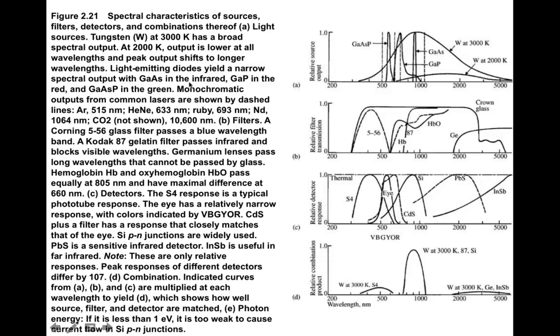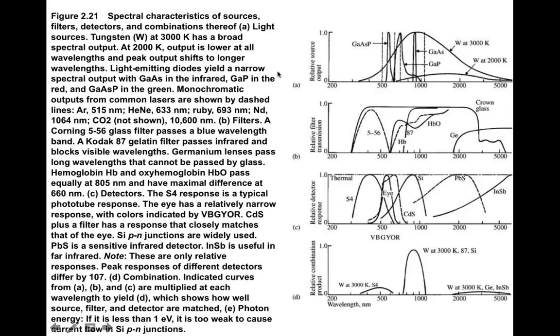Over the wavelength here, you get a fairly narrow emission. And as indicated here, gallium arsenide emits in the infrared, gallium phosphide in the red, and gallium arsenide phosphide in the green. So you do tend to get these kinds of emissions. And then if you go with something like an argon or a helium neon or a ruby laser, you basically get line emissions, so single frequency emission from the laser as compared to the light emitting diode.